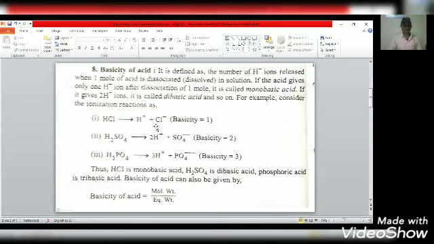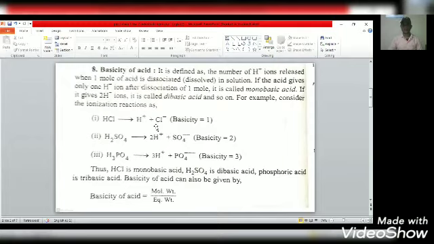Third, H3PO4. When 1 mole of this dissociates in solution, it gives 3 H plus and PO4 3 minus ions, so the basicity is 3. H3PO4 dissociates into 3 H plus and PO4 3 minus ions, so its basicity is 3.